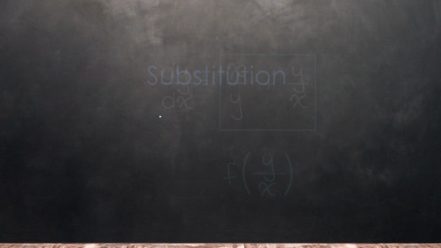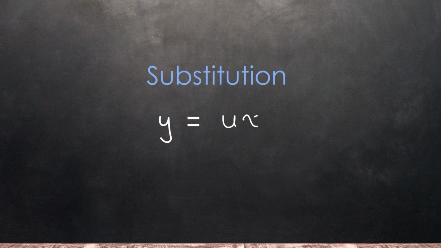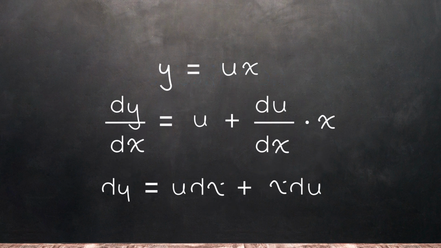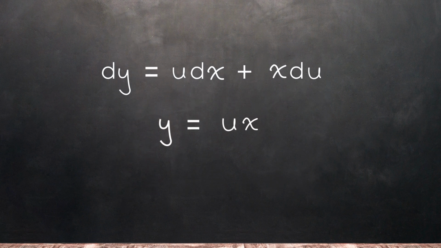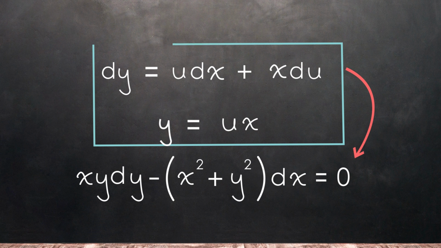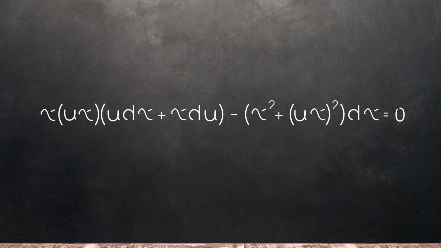To solve the equation, we make a substitution y equals ux, where u is a function of x. We will also need the derivative of y, so we can transform our equation in terms of u and x. When we have y and dy, we can substitute these into our original differential equation and simplify. We will leave this simplification to the viewer to check.